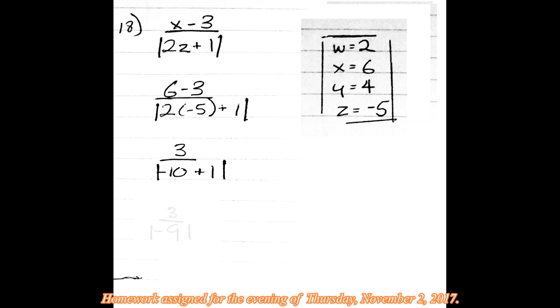Then we have 3 divided by the absolute value of -10 plus 1. That becomes 3 divided by the absolute value of -9. Then we have 3 over 9, and that equals 1/3. So all we're doing is simplifying that fraction.